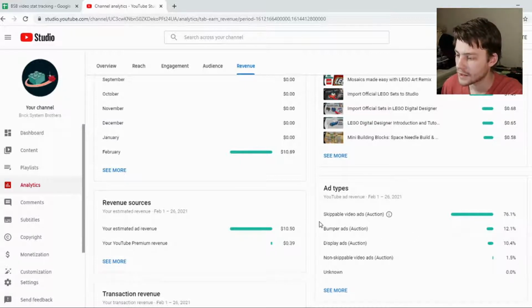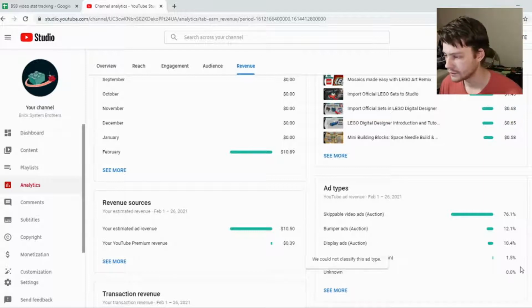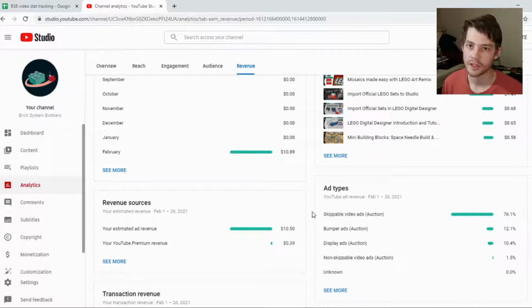A bumper ad is the little one that shows up at the bottom down here. A display ad is the one that shows up over on the side. A non-skippable video ad is just one that plays before the video that you can't skip. And unknown would be, well, it's 0%, so it doesn't matter. So we're putting skippable ads. Most of the time when we put an ad on a video, it's a combination of these.